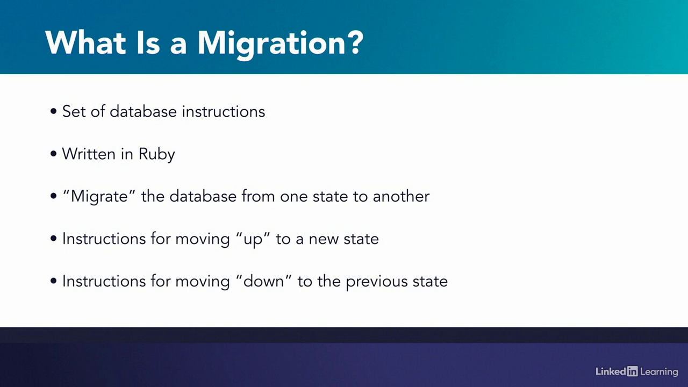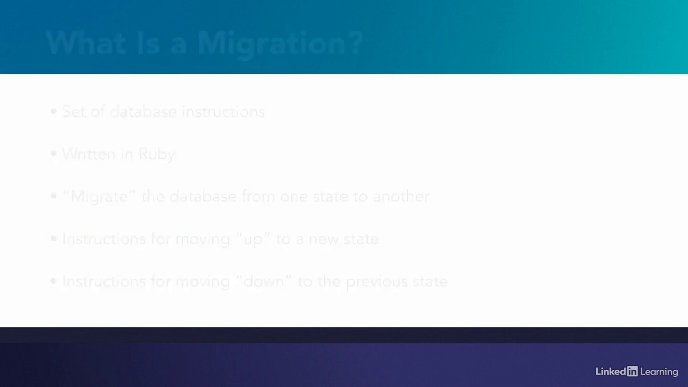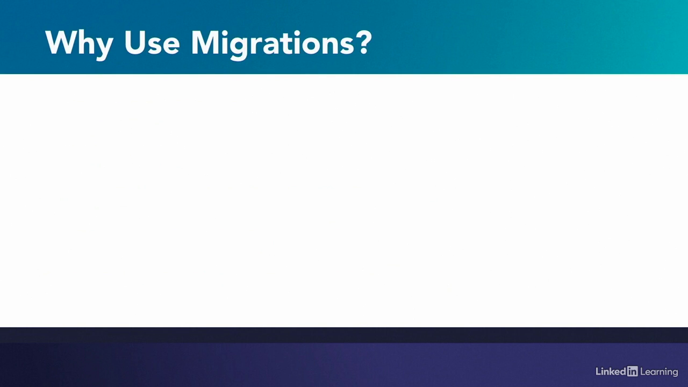For example, if a migration has instructions to create a table when moving up, it will also include instructions to allow it to move back down and drop the table. If you move up by adding 3 columns to a table, then you'll have instructions to move back down by removing those same 3 columns. It's handy to be able to migrate in both directions. We can migrate our database to the newest version or migrate back to a previous version. There are many reasons why it's better to use migrations to manage your database changes.